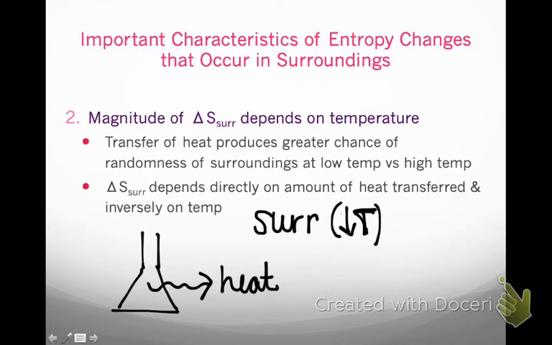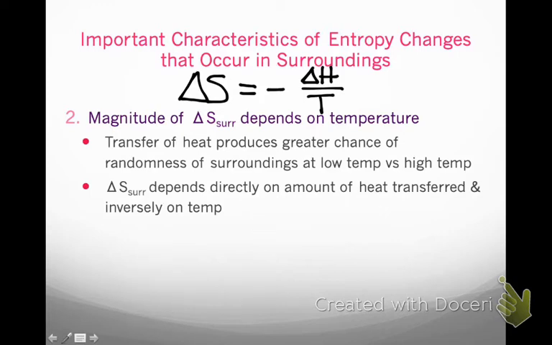And that equation says that delta S of the surroundings equals negative delta H over T. So we're looking at heat being released and the temperature. I'm sorry, I said delta T, I meant just the temperature. So here is where temperature gets put in that equation.